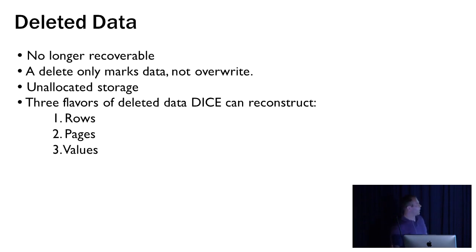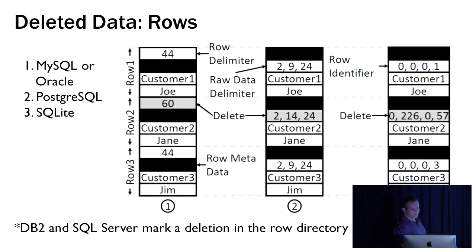And we were able to characterize 3 different types of deletes that DICE can reconstruct. You have rows, entire pages, which would be caused by deleting an entire table or rebuilding a table, and then values, which are going to be found in auxiliary structures such as indexes. So for deleted rows, we found that 4 of the 6 major databases mark the delete in the row data.